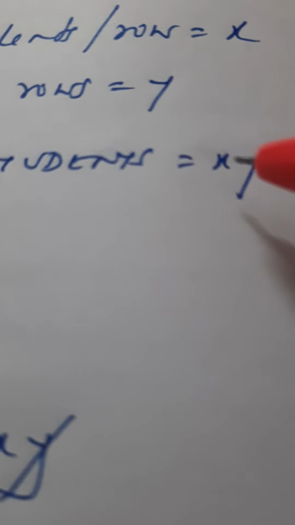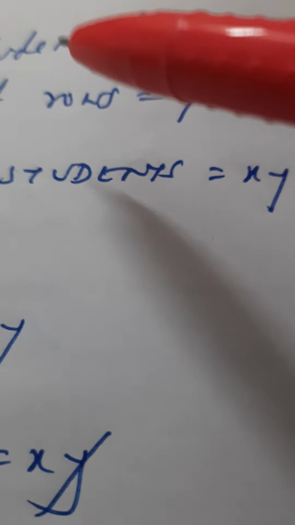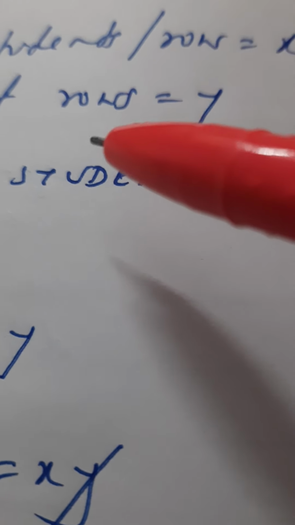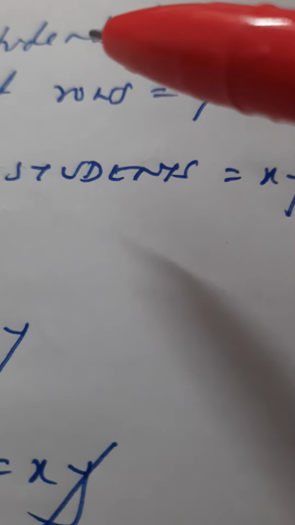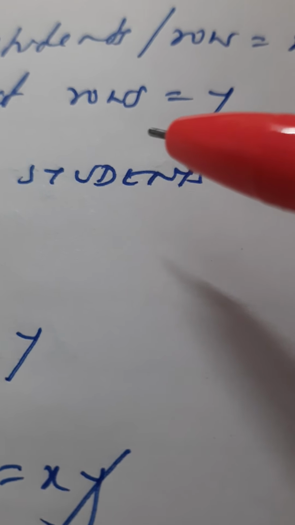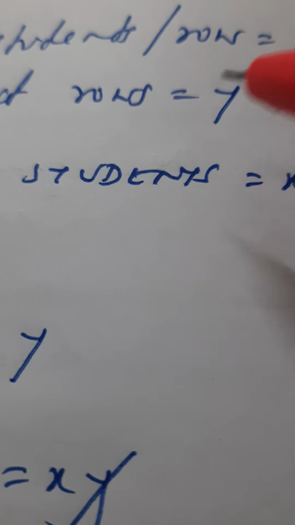So the number of students will never change. But what we can do is change the arrangement. So if we have fewer students in one row, the number of rows in the class will increase. If we have more students in one row, what is happening? The number of rows will decrease. So these are inversely proportional.